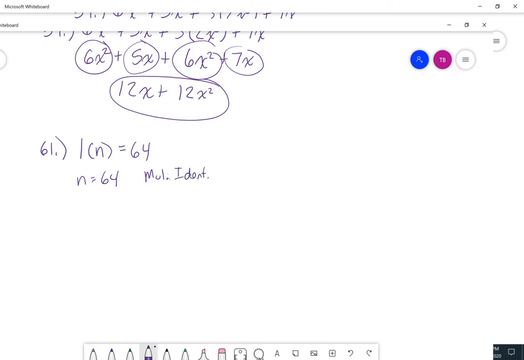Number 63, we have 9 minus 7 times 5 equals 2n. Well, 9 minus 7 is 2, so we have 2 times 5, and notice over here we have 2 times n, so the n must equal 5.